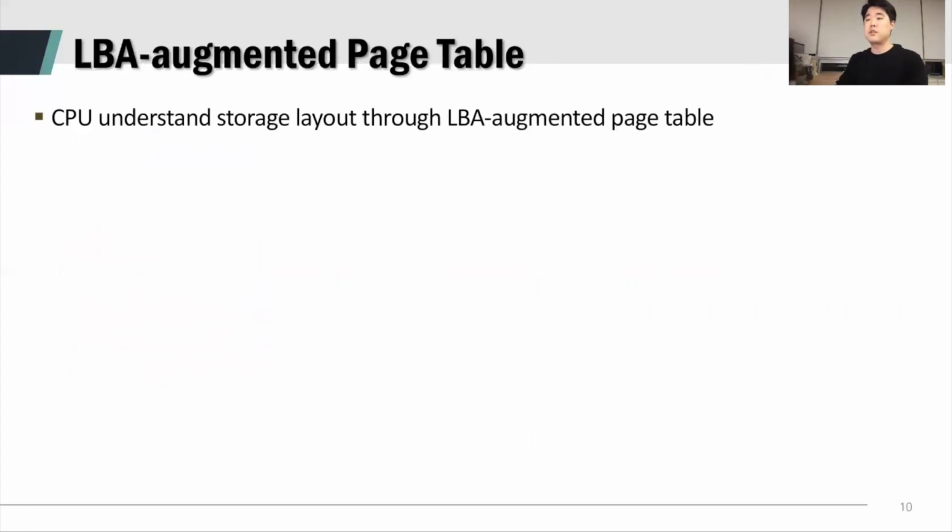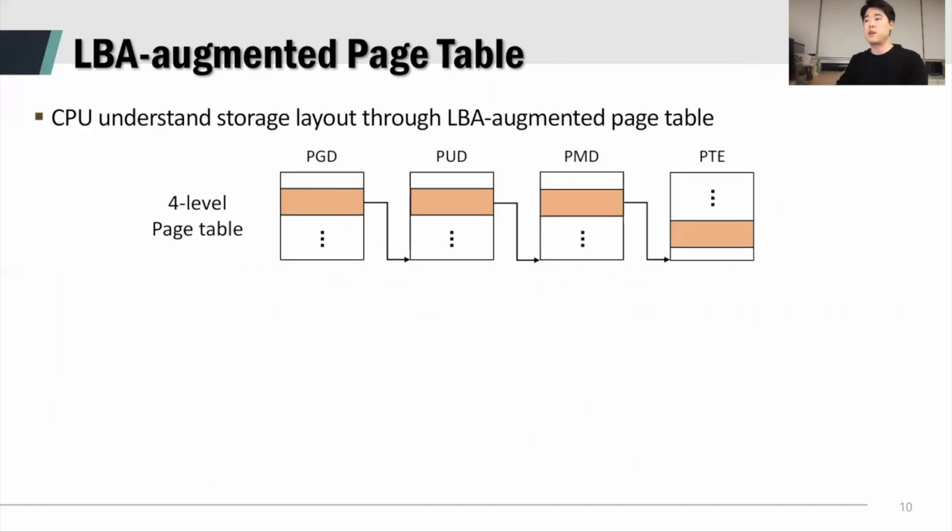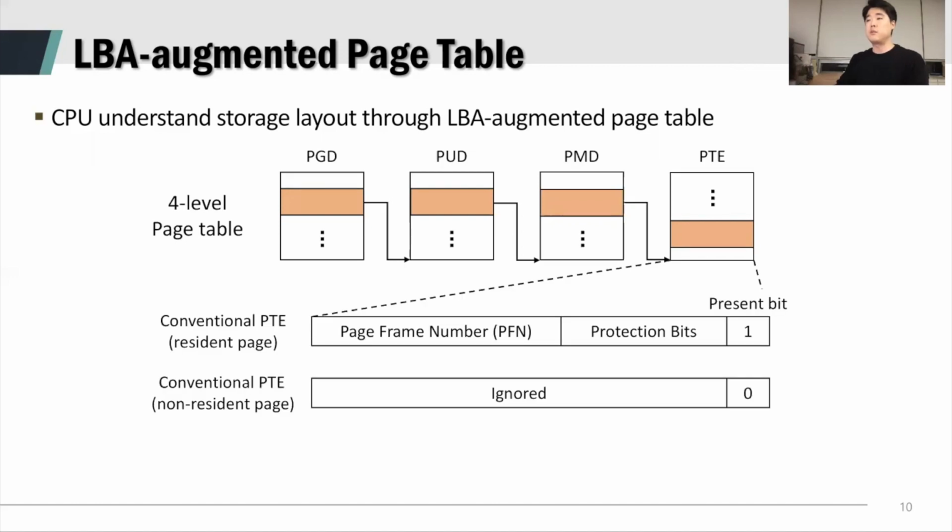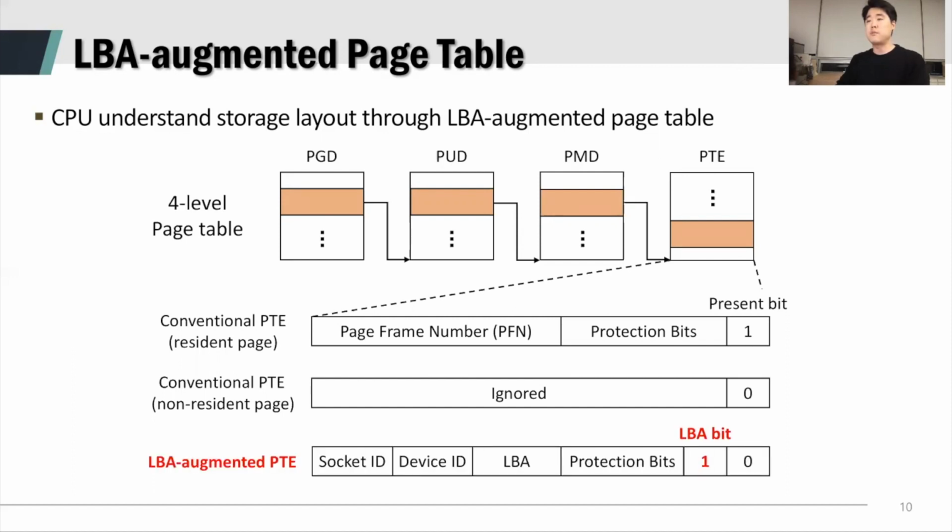The LBA augmented page table contains LBA information and it can be accessed from the CPU via the MMU. The x86 architecture used in this work has a 4-level page table as shown. In the conventional system, the present bit in the PTE indicates whether the page exists or not. If there is a page, the page frame number is written in the PTE, otherwise all the other bits are ignored. In our LBA augmented page table, we used one unused protection bit as an LBA bit to determine whether the PTE contains an LBA or not.